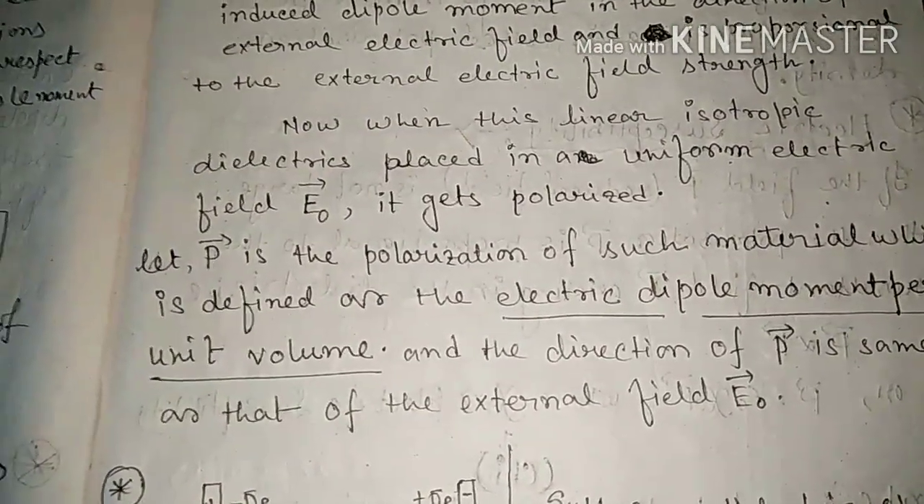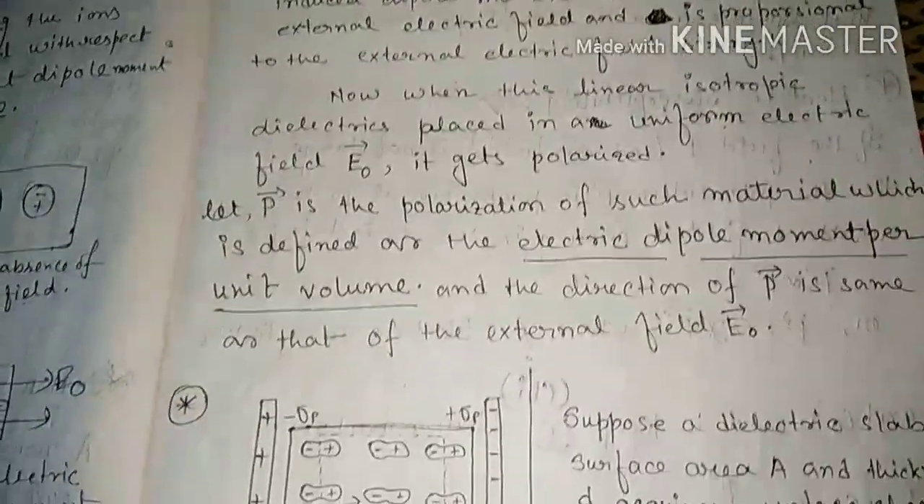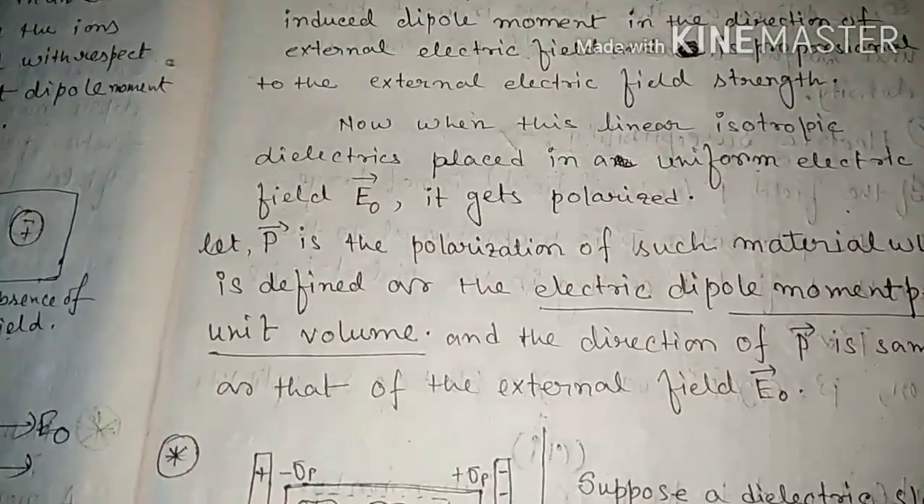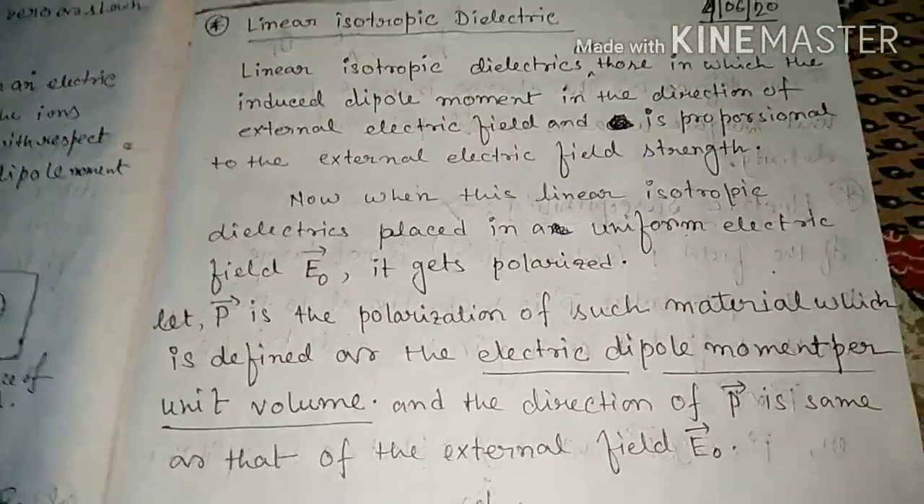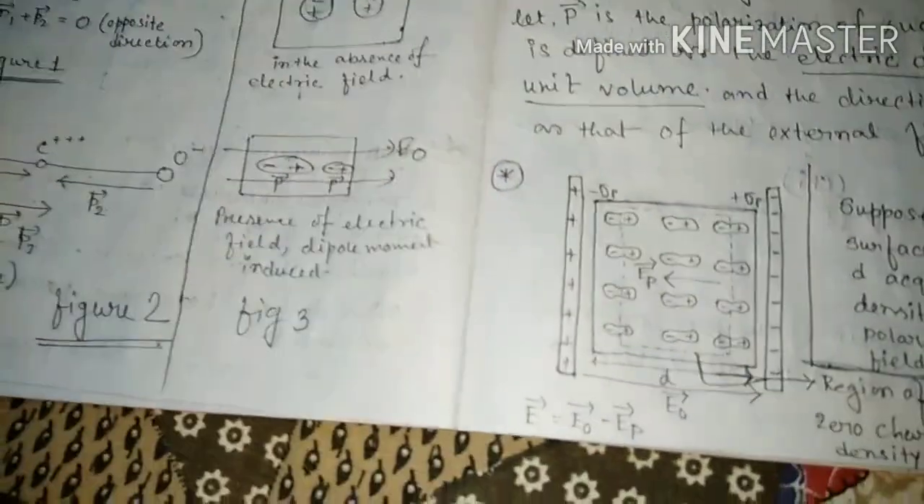The direction of capital P is towards the external electric field direction. Okay, understand? Now we understand it clearly. If you understand this one, then you understand how we get this dipole moment.